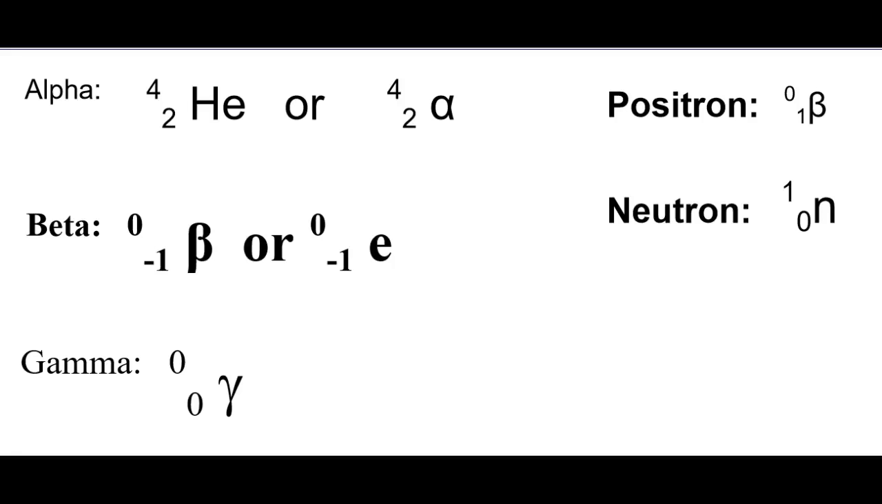This is a very quick review over nuclear equations. Remember that you must know all of these particles, types of radiation. Alpha, either one of these is fine. Beta, either one of those is fine. And then gamma, positron, and neutron. You must memorize those for your test.